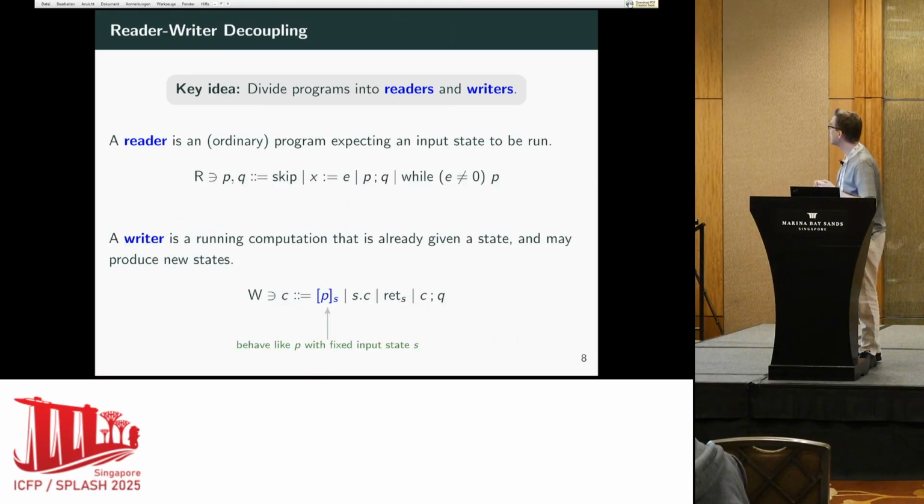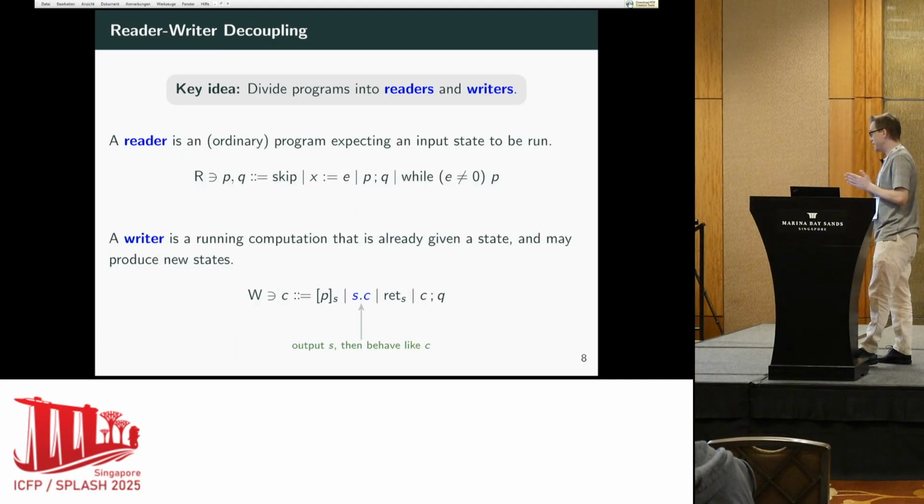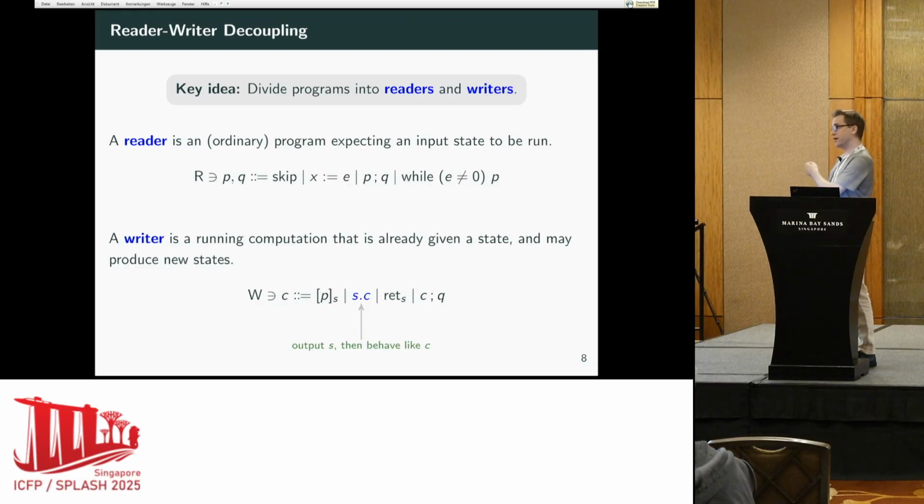And here's how it's done. A reader is just an ordinary while program, so the syntax is exactly the same as before. And a writer is one of 4 kinds of programs. We have this term, bracket P S, which is parameterized in a state. So the state is part of the syntax here, and intuitively should behave like P given the input state S. Then we have a term S.C, which says output S, then behave like C. Then we have a term read S that should output S and then terminate.